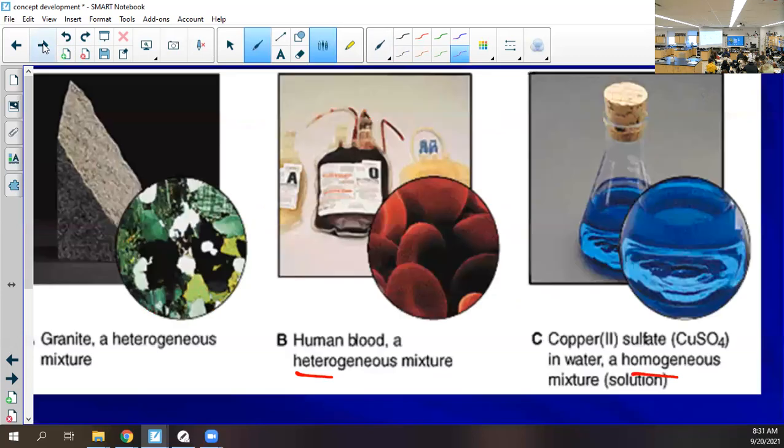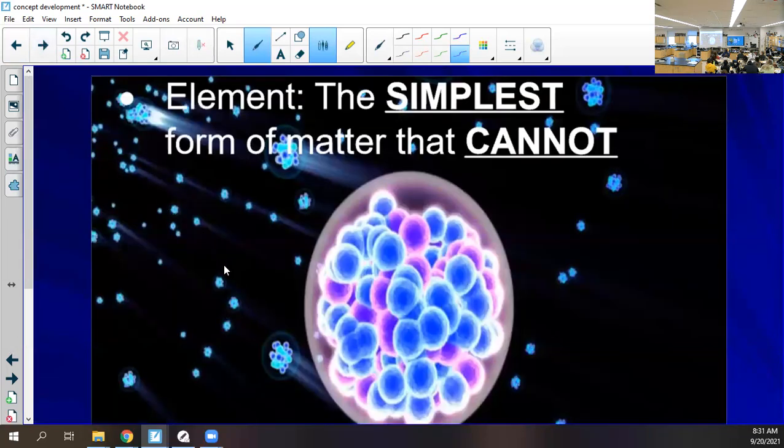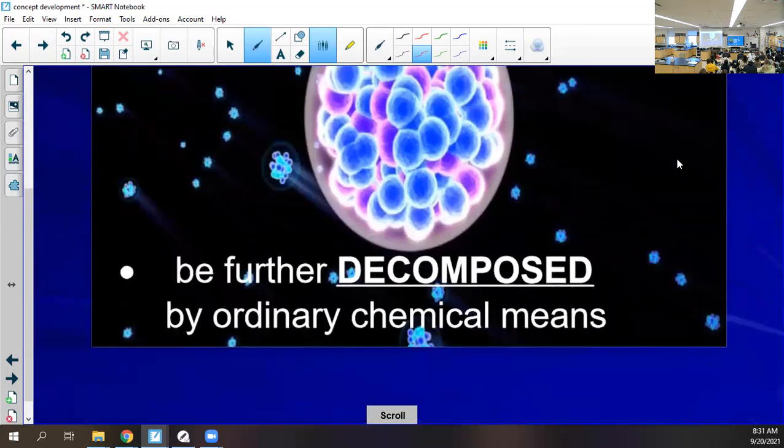Okay, moving on. Here is some heterogeneous. There's granite again. Human blood, I don't like this slide, never mind, because it's how you look at it from your eye, so forget it. Okay, now we're going to talk about elements, compounds, and mixtures. The definition of an element, you must know, that's a matching term. It's the simplest form of matter that cannot be further decomposed by ordinary chemical means.